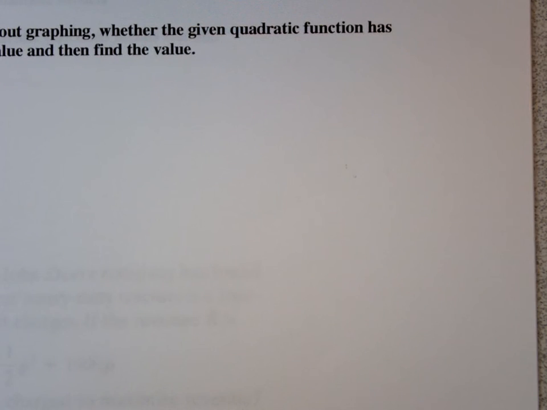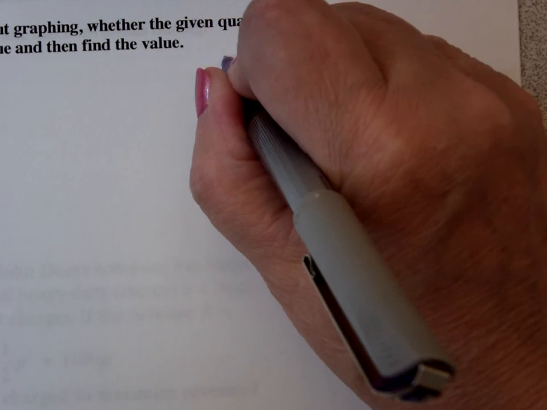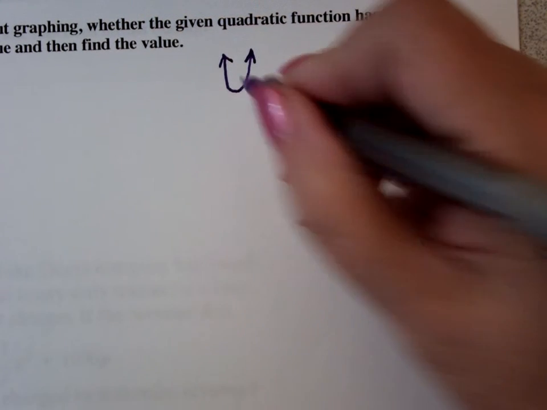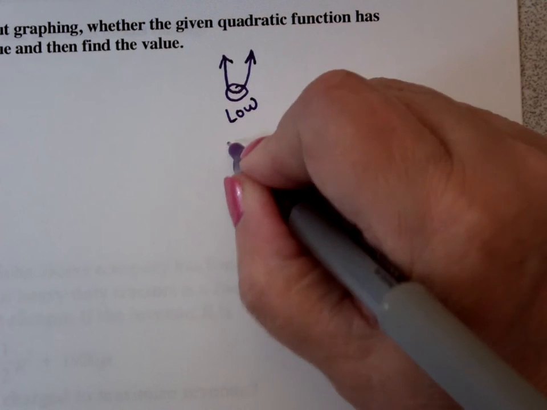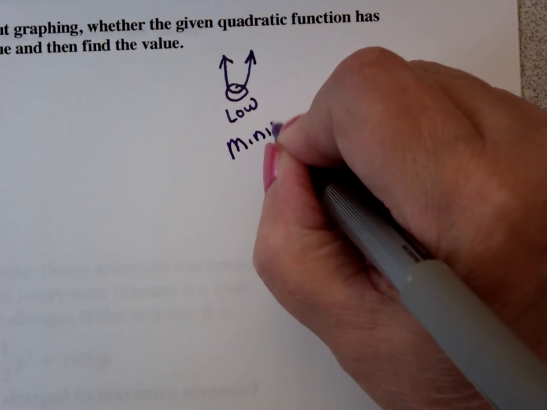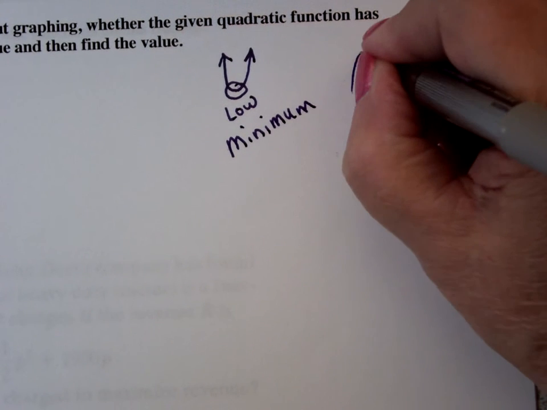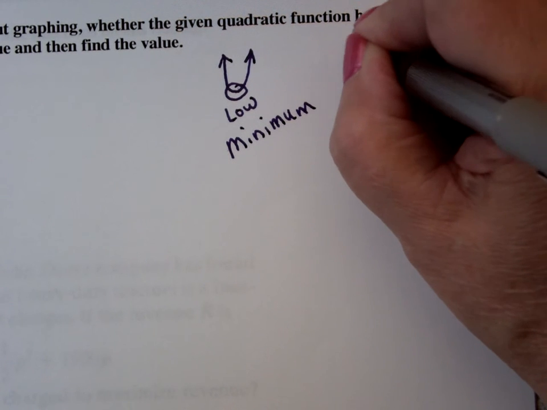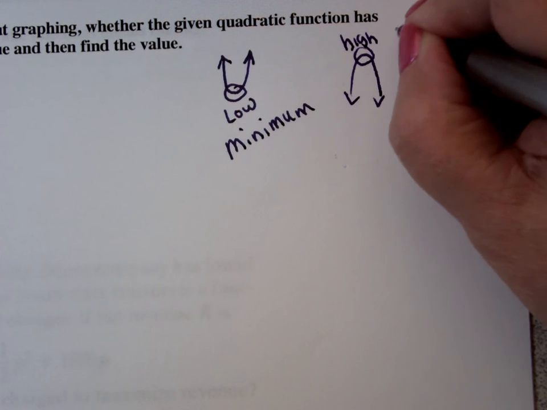Determine without graphing whether or not we have a maximum or a minimum. Well, I don't care, I graph anyway. But remember, if I have a parabola that opens up, I've got a low point, and that means I have a minimum. And if I have a parabola that opens down, I have a high point, and the high point is a maximum.